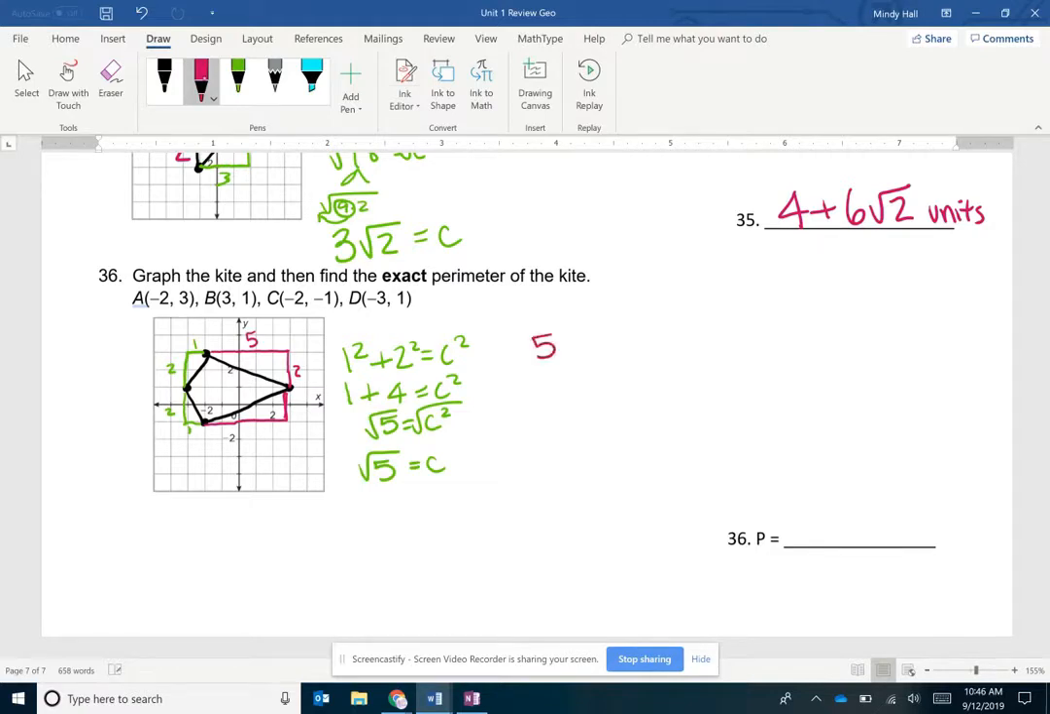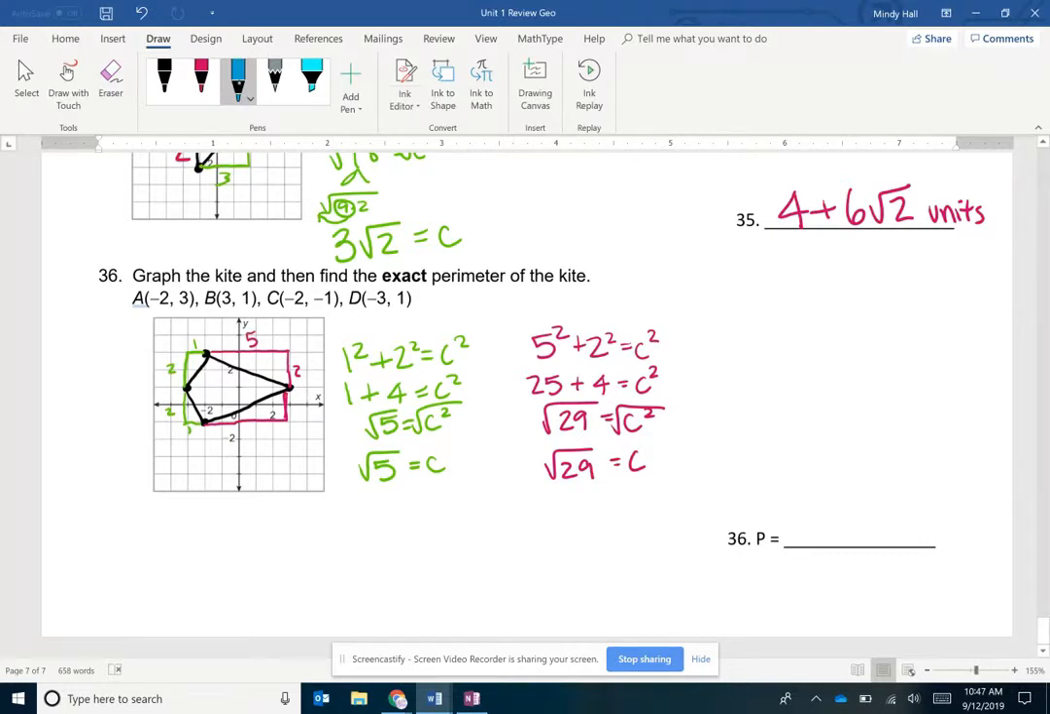And then for the other one, we would have 5 squared plus 2 squared equals c squared. 5 squared is 25, 2 squared is 4, and when we add them together, we get 29. And when we take the square root of 29, can't do anything with it. So then, because we are looking for perimeter, we're going to add all these together. So I would have square root of 5 plus square root of 5 plus square root of 29 plus square root of 29. So because I have 1 root 5 plus 1 root 5, that gives me 2 root 5 plus 1 root 29 plus 1 root 29 gives me 2 root 29 units.